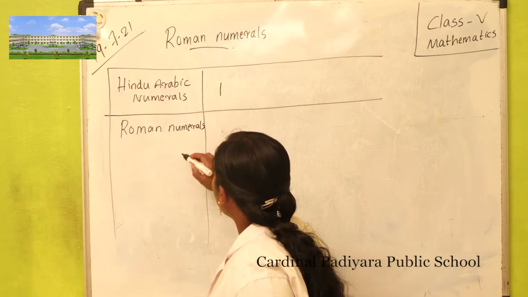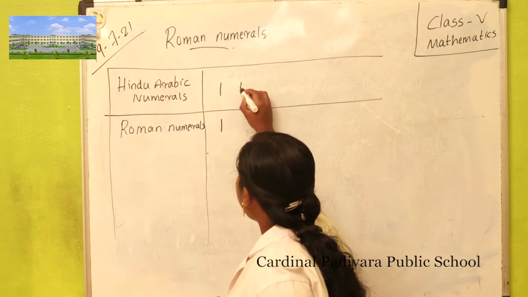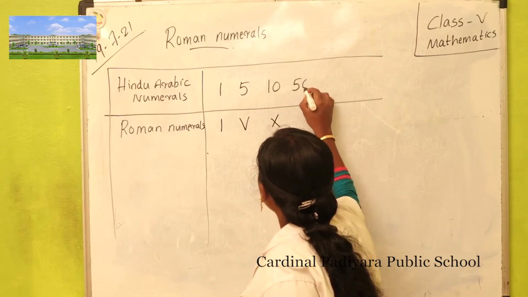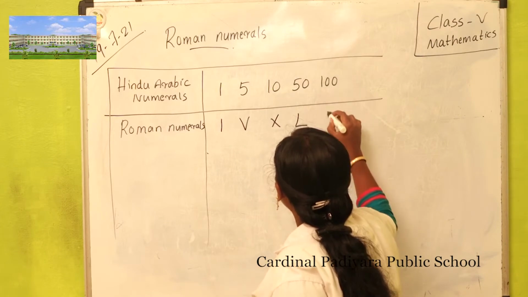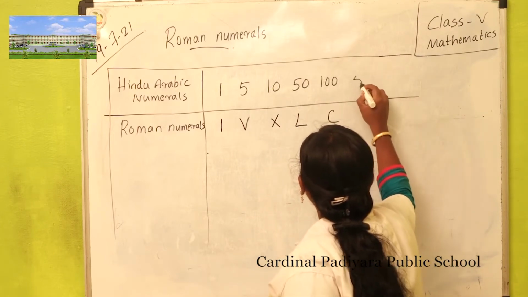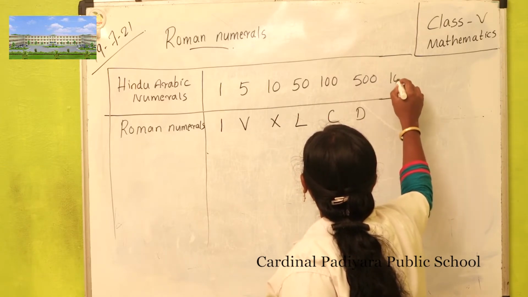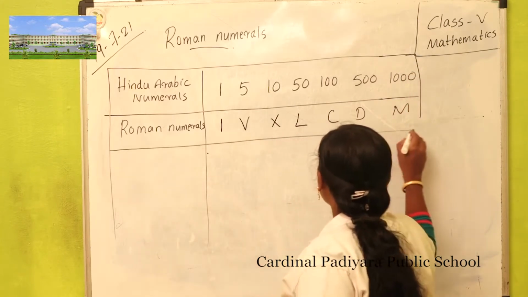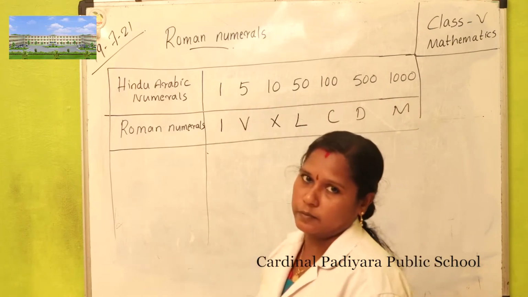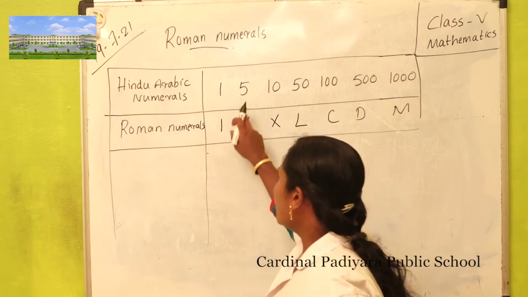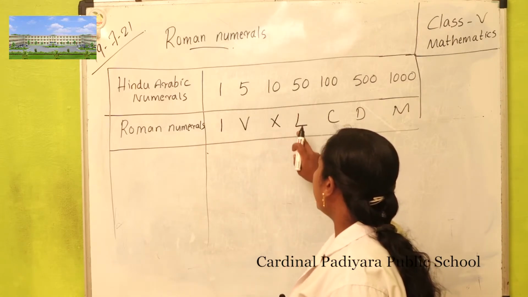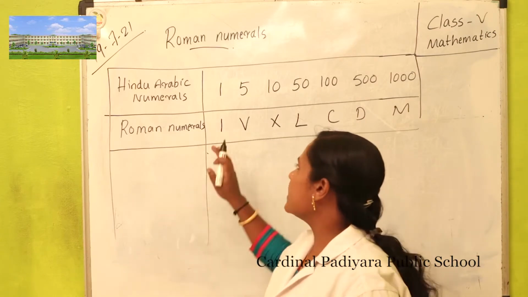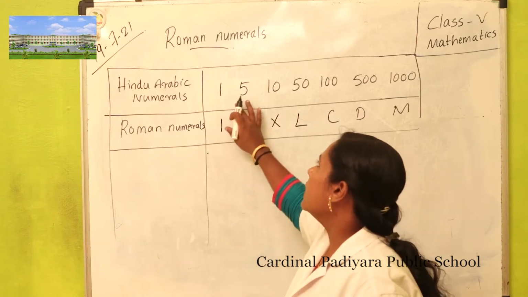Hindu-Arabic numerals 1, Roman numerals I, then 5 V, then 10 X, then 50 L, then 100 C, then 500 D and 1000 M. These are the 7 basic symbols represented by these numbers. I will say once again, 1 I, 5 V, 10 X, 50 L, 100 C, 500 D and 1000 M.